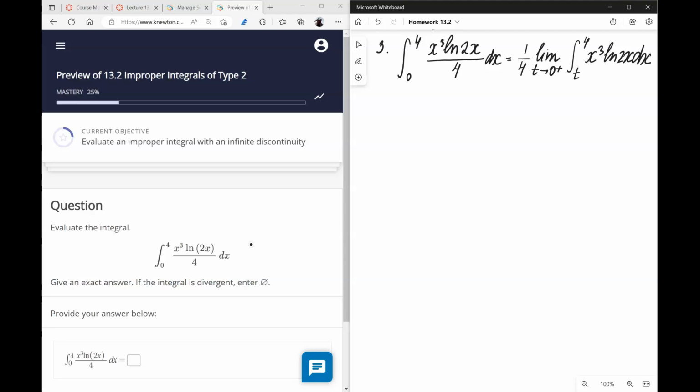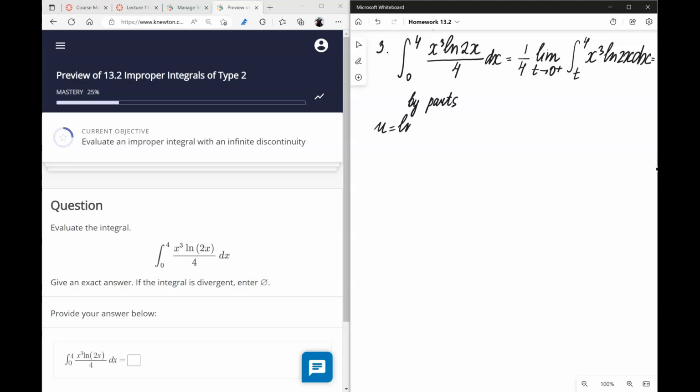But that looks like a standard problem for integration by parts. So I'm going to set it up as integration by parts.